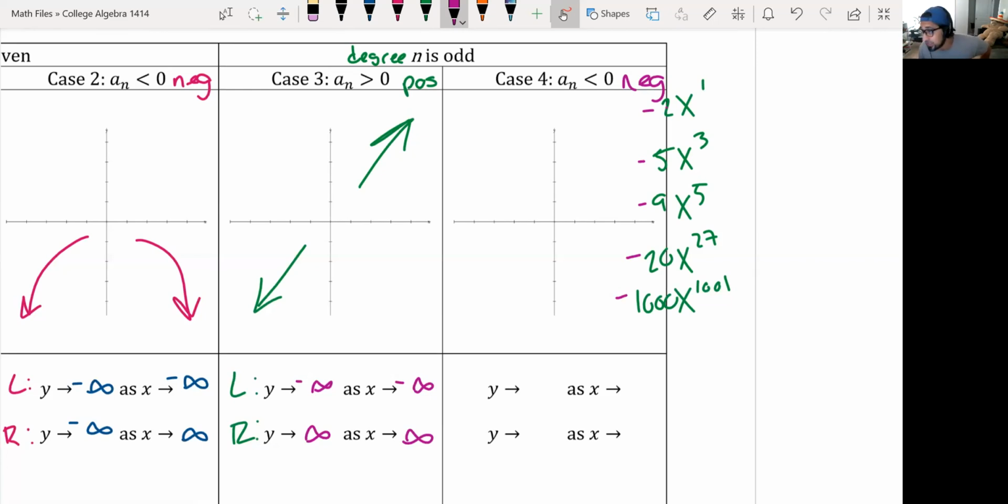And remember what the negative does in front as a transformation. It takes the tails and flips them over the x-axis. So now my graph will open up to the left and down to the right. Let me get rid of this.